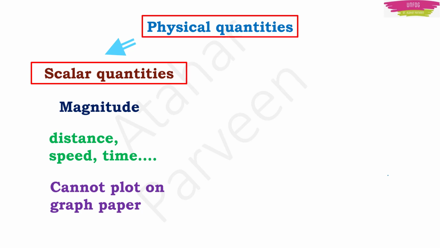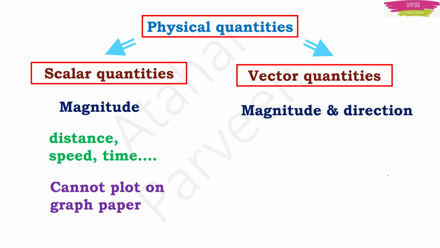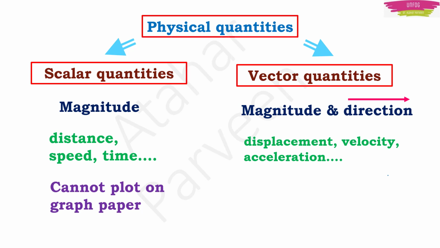Now another type of physical quantities can be described not just by magnitude but also by direction. If we are not using direction, then we will not be able to describe that physical quantity completely. So we will have to use magnitude along with the direction to explain that physical quantity. That type of physical quantity is known as vector quantity. So vector quantities, they have direction. Now what are the examples of vector quantity? Displacement, velocity and acceleration.